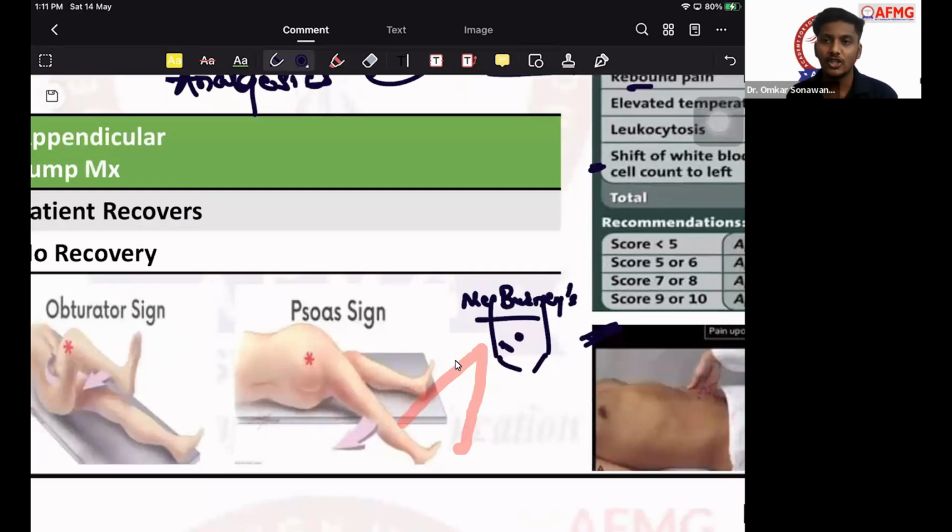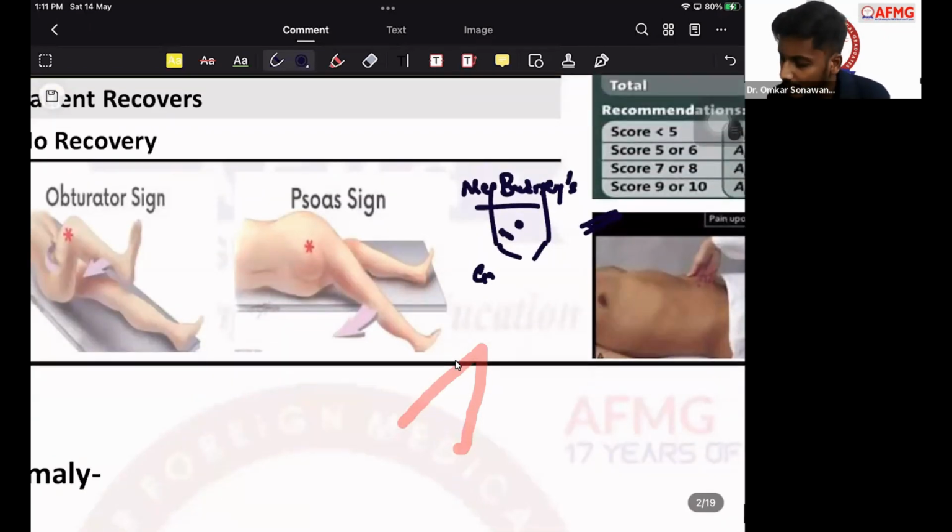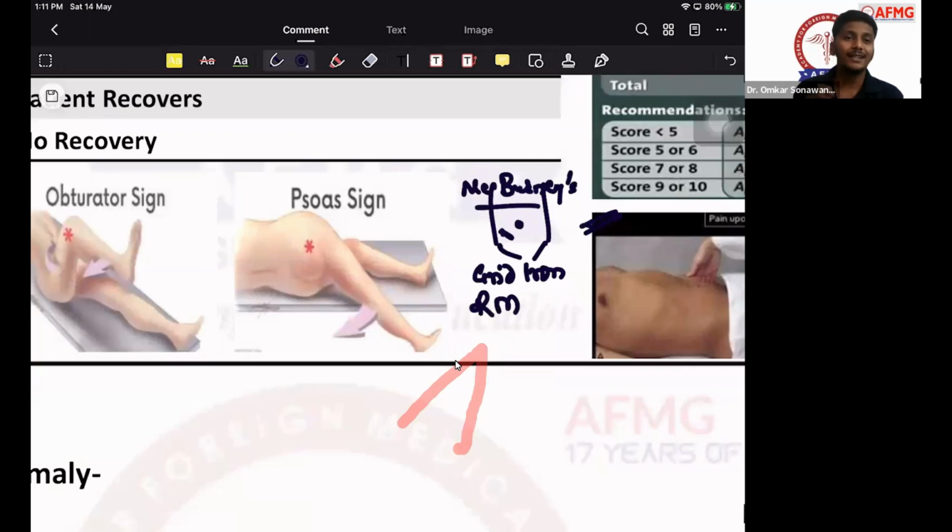McBurney's incision can be a muscle splitting incision or a muscle cutting incision. Muscle splitting McBurney's incision is called the gridiron incision, whereas the muscle cutting one is called the Rutherford-Morrison incision. No issues with this, anybody?